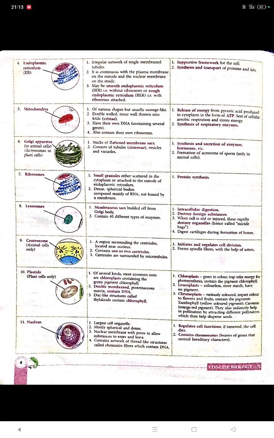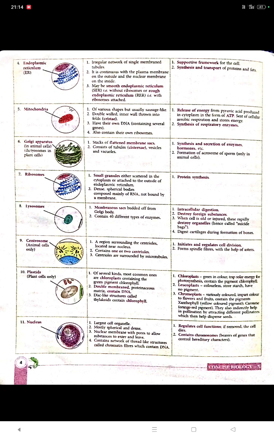Okay, next one, the centrosome. A region surrounding the centrioles, located near the nucleus. They are located near the nucleus. A cell contains one or two centrioles. Next, functions. What are the functions? It initiates and regulates cell division. It regulates the cell division.